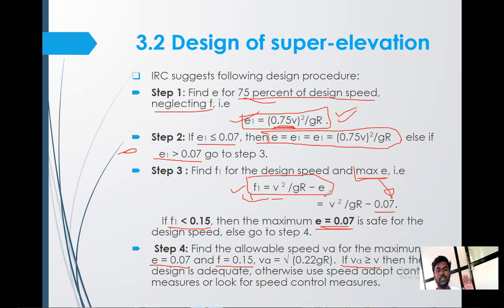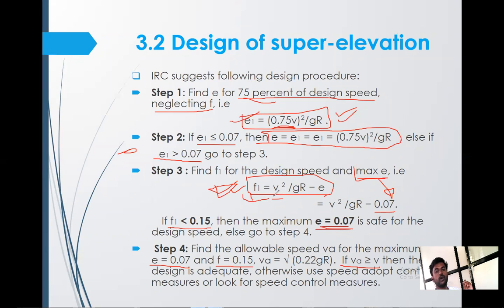If by the third step our F, that is the lateral friction coefficient, is less than 0.15, take that as the coefficient of friction and E as 0.07. Then we will stop here only. But if F exceeds 0.15 by calculating with this formula, at that time we have to design the velocity.